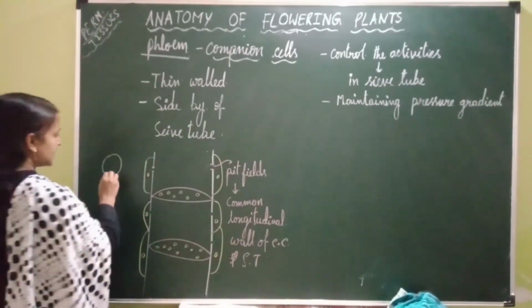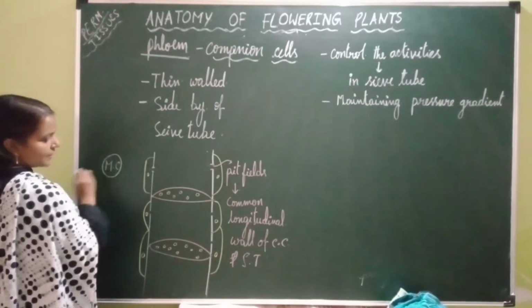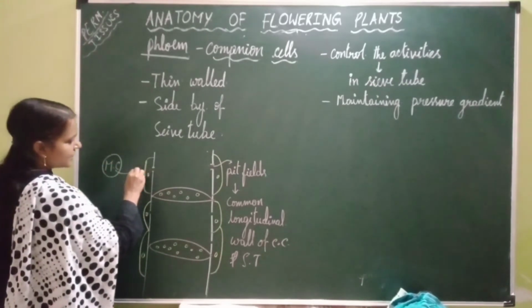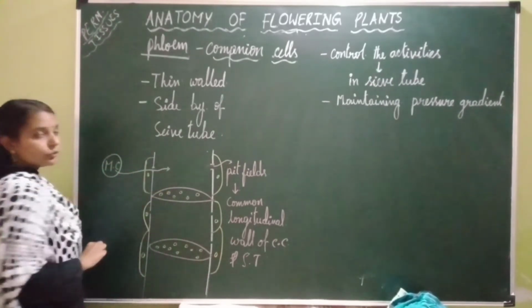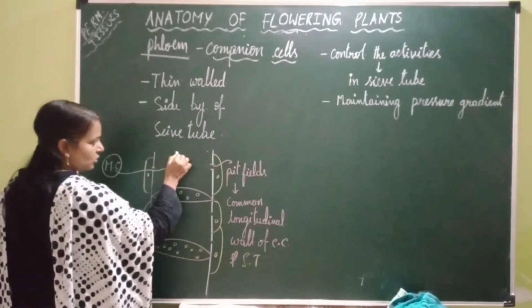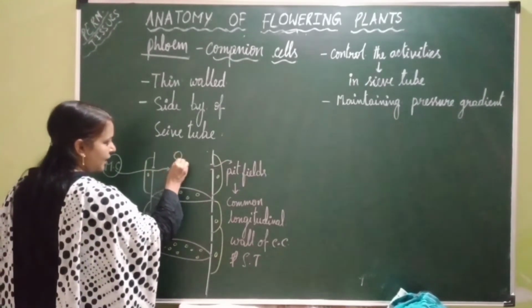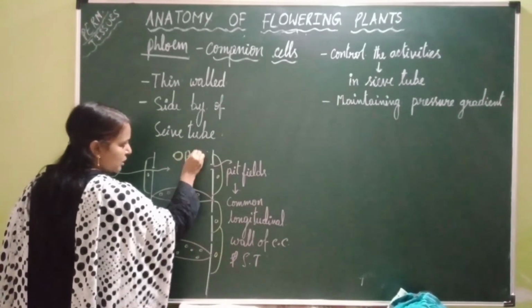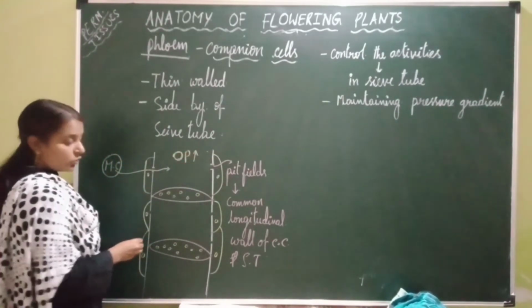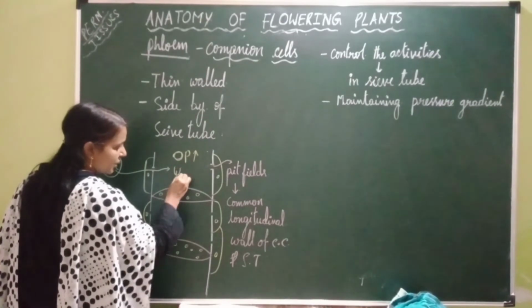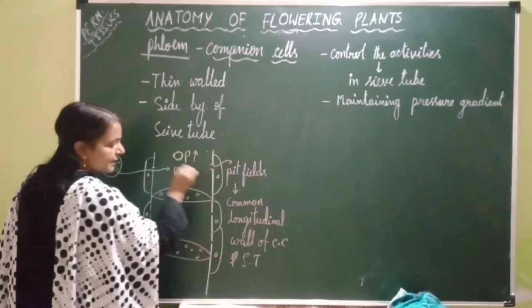Mesophyll cell. From this mesophyll cell, food enters into the sieve tube. When the food enters into the sieve tube from the mesophyll cell, osmotic pressure inside the sieve tube will be increased. Osmotic pressure increases, so what happens? Water potential will be decreased inside the sieve tube.